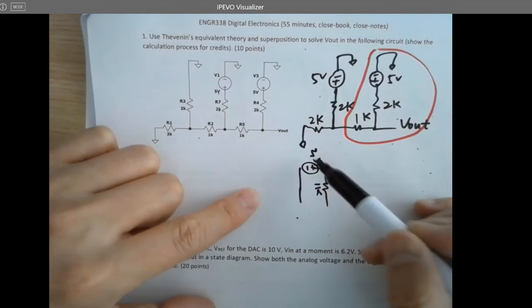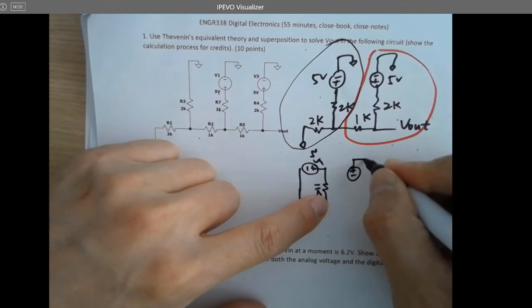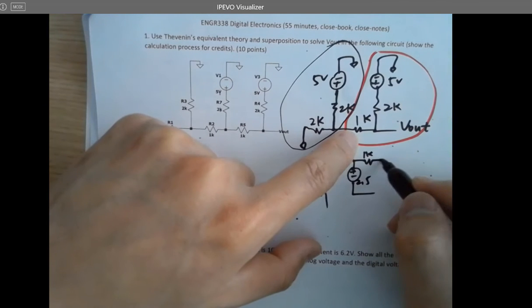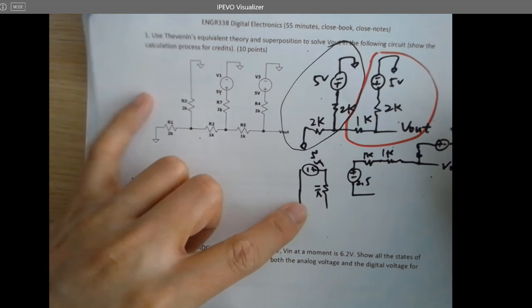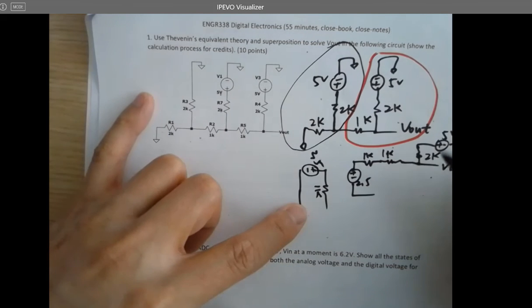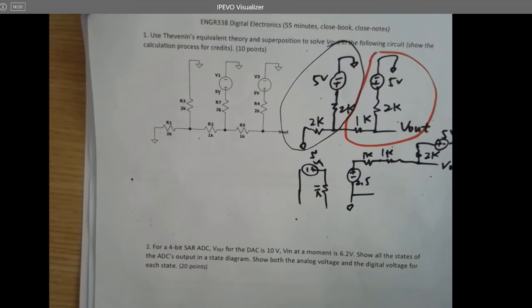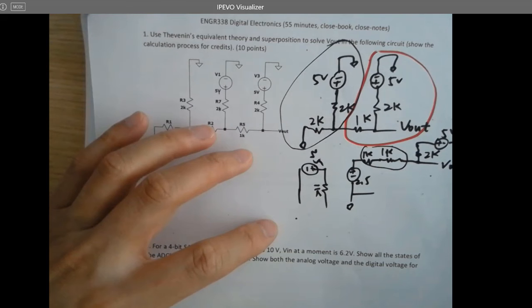And then just come back and replace whatever here using this one. Replace this guy. Use this one. It's 2.5. That's 1K. And there's another 1K just after it. And here's VO. 5 volts again. That's 2K. That's ground. And these are 2K resistors.